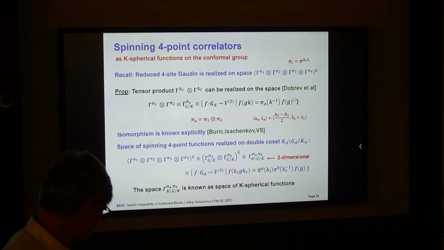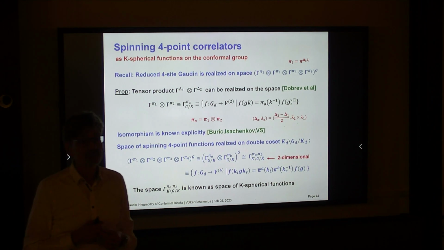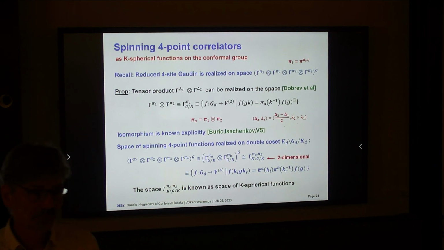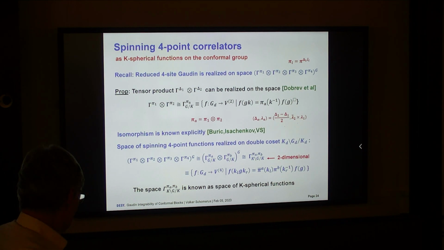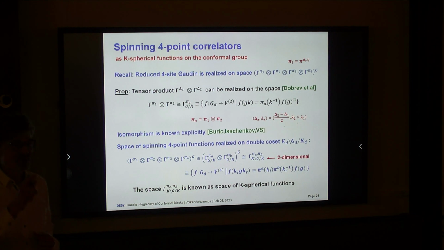Second question, short. If you have a correlation function of spinning operators which are conserved currents, that puts additional constraints on conformal blocks. What does it mean from the point of view of the spin chain? Okay, I don't have a quick answer to this. I'm happy to discuss this.